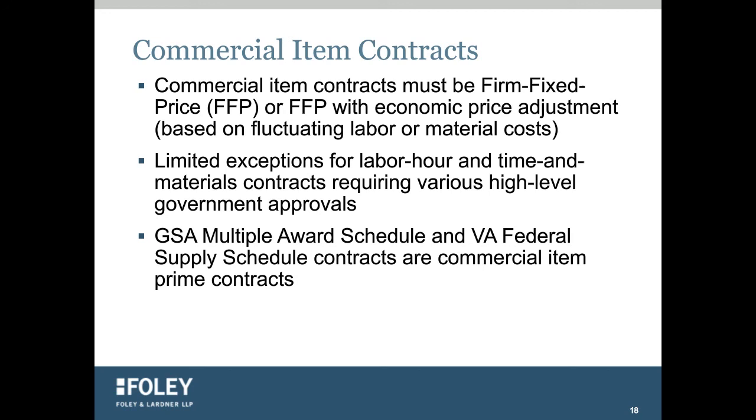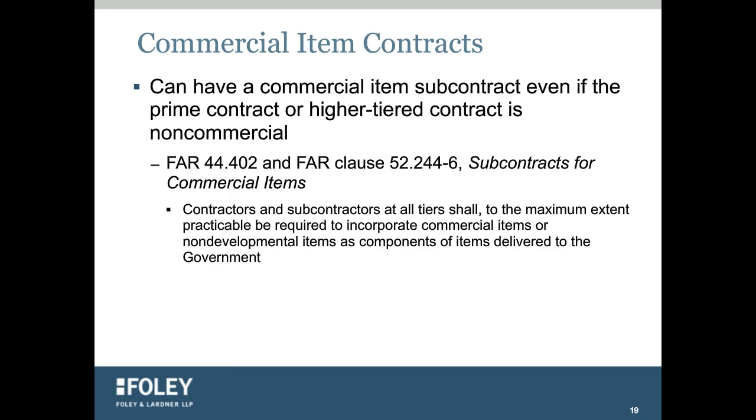As I mentioned, you can have a commercial item subcontract even if the prime or higher tier subcontract is non-commercial. And if you get pushback from your customer, you point to clause 52.244-6, and you say, well, if you have a non-commercial item prime contract, I bet your prime contract contains 52.244-6, and that says you must consider using commercial item subcontracts, and it actually encourages you to do so to the maximum extent practical. And that's a way to politely disagree with them.